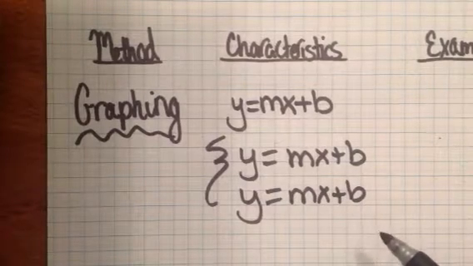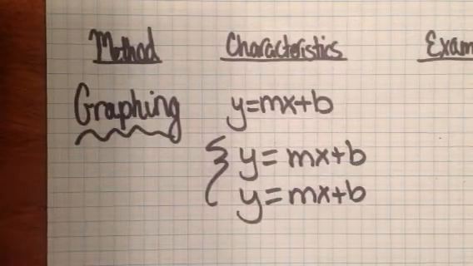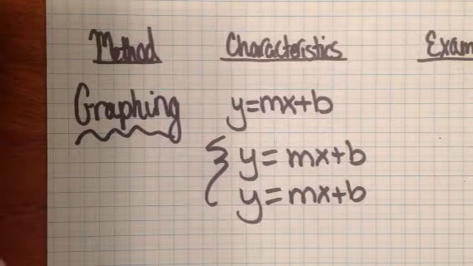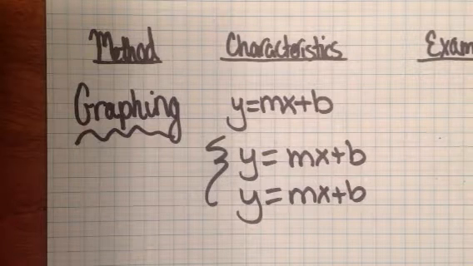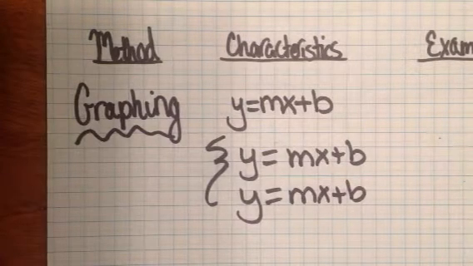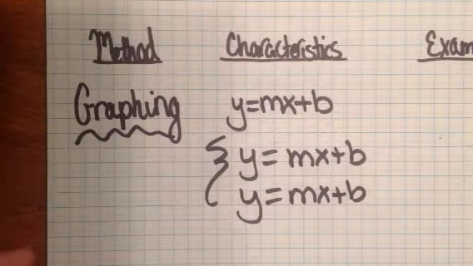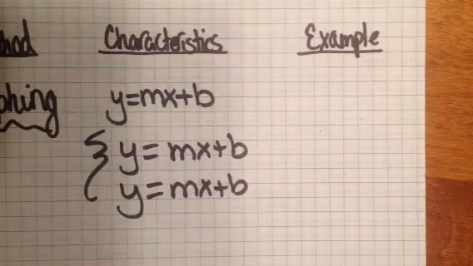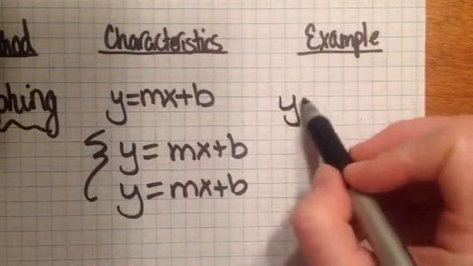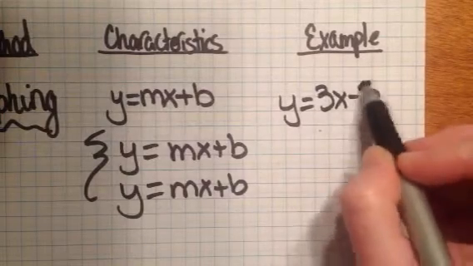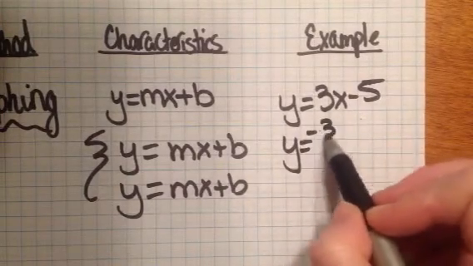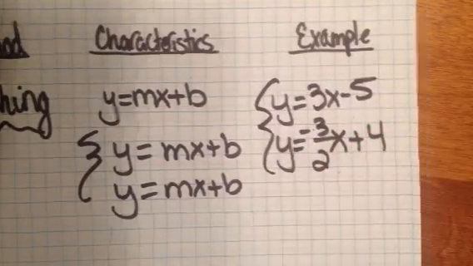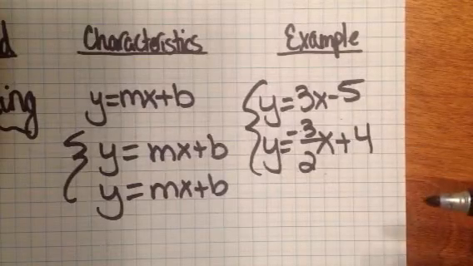Graphing isn't always going to work perfectly for you, because if the solution isn't an integer value, it's going to be very difficult to see on the graph. If we can use a graphing calculator, we could find the exact answer if the values aren't integers. But we also may have to resort to another method if we don't get nice solutions from our graph. So here's an example of a solution that we could solve by graphing. Again, you've got both equations in slope-intercept form.